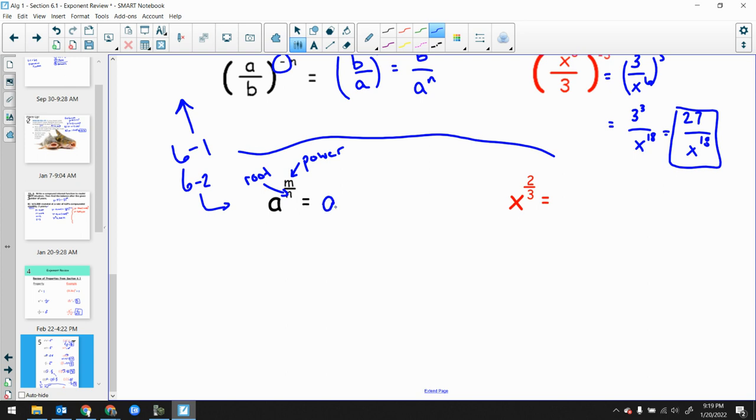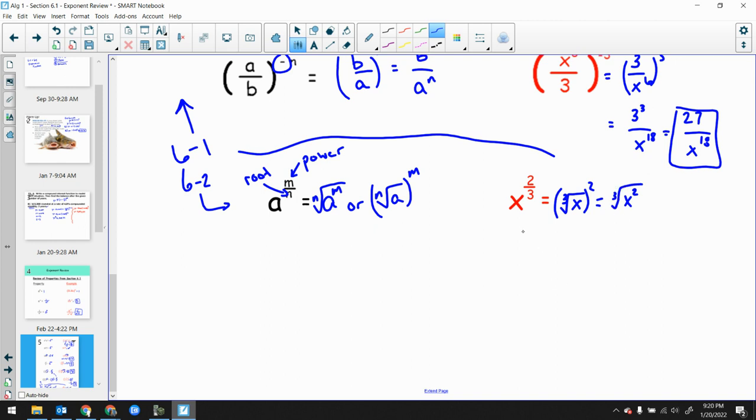I could take the power first, take a to the m, and then take the nth root of that. Or you could take the nth root of a, and then raise it to the m power. Either one is fine. So if I look at this x to the 2/3, that would be like saying, okay, I can take the third root of x and then square whatever I get, which is also equivalent to saying x squared, and then the third root of that.